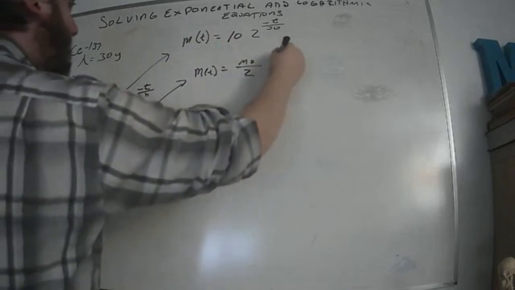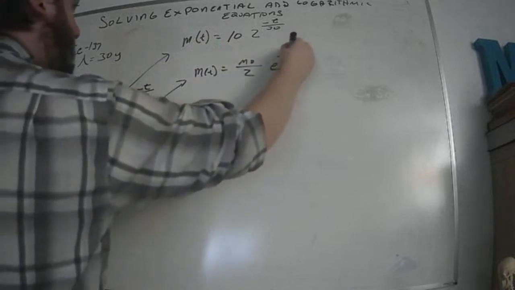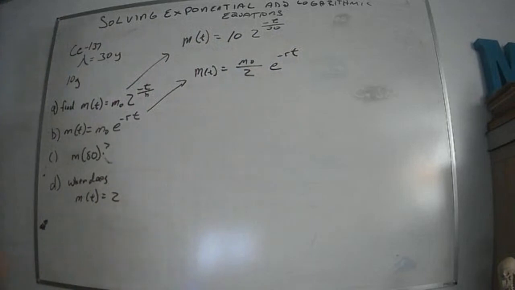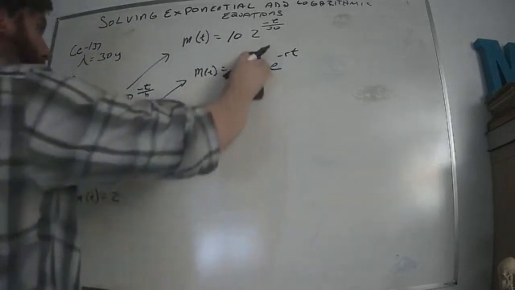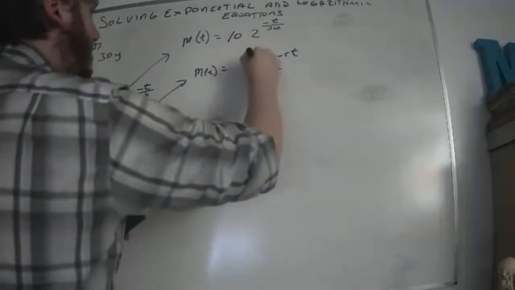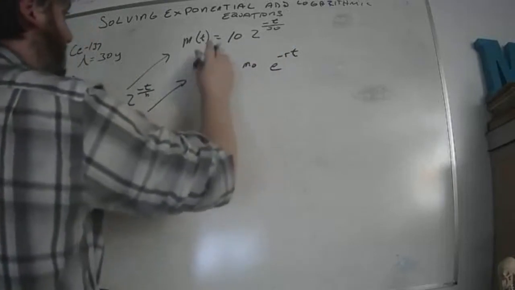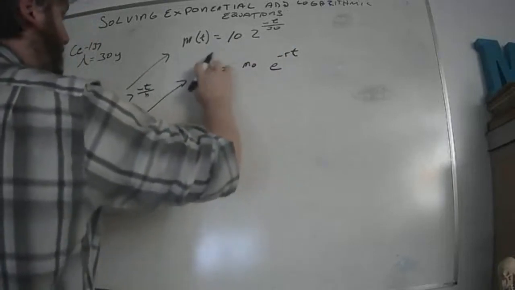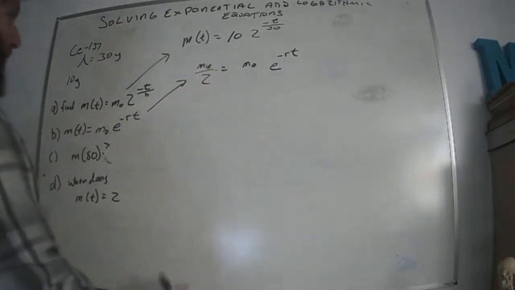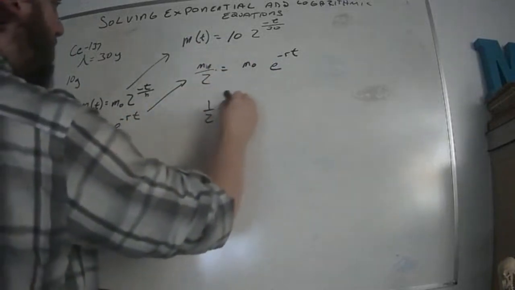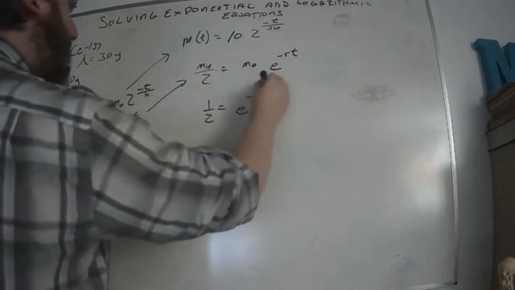That equals e to the minus rt. So I'm going to solve this equation to get something useful, and I'm going to do what I did before. Sorry, I wrote it down wrong. I want m0 equal 1/2. Sorry about that. I want 1/2 equal e to the minus rt.